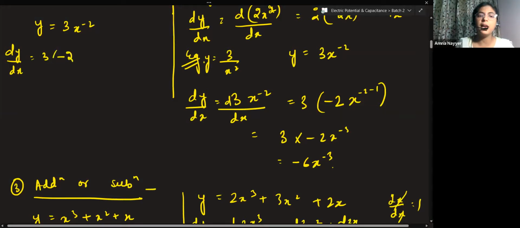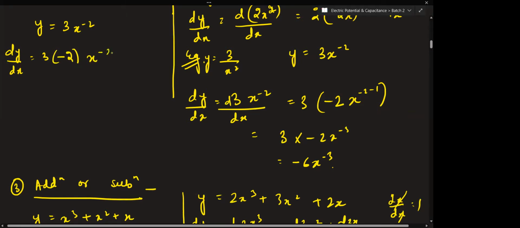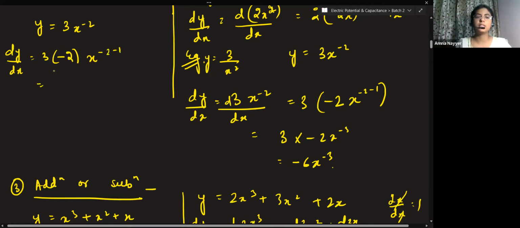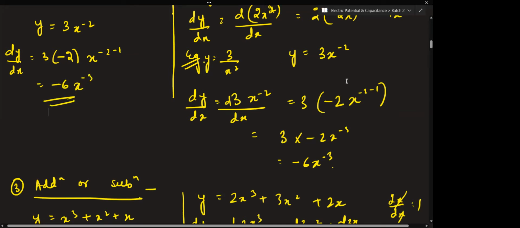Means multiply minus 2. Now what is left? X to the power minus 2, minus 1. Minus 2 minus 1. Now simply multiply everything you have. 3 into minus 2 gives minus 6 x to the power minus 3. Clear, Fatima, and the rest of you? Yes, teacher, thank you. Okay.